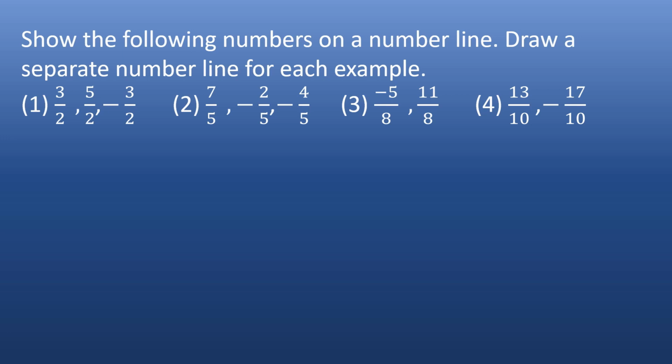Steps of construction. Step number 1. Draw line and show line by arrowheads on both the sides. Take any point O on the line as origin. Mark equidistant points on left side and right side of the origin.